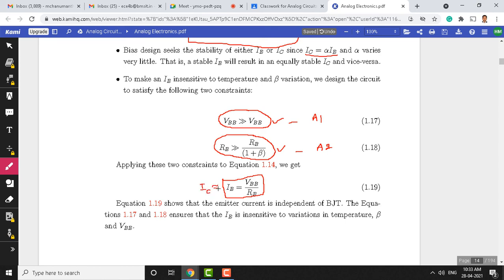That means there is no base emitter voltage term here, and there is no beta term here. Once we assume these two conditions, the emitter current or collector current has become independent of the base emitter voltage and independent of the beta value. Of course, with this kind of assumptions, it's a fantastic circuit, a beautiful bias circuit. But let us see what other challenges we have by making these assumptions.